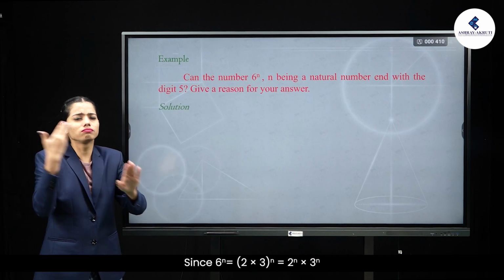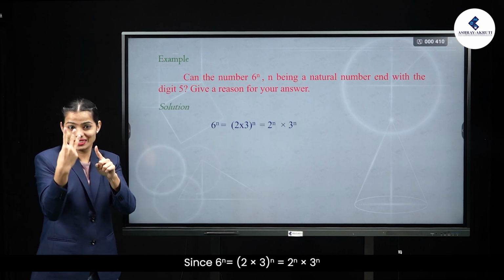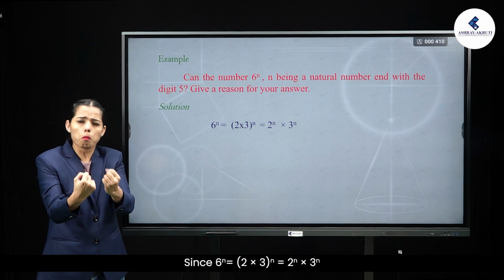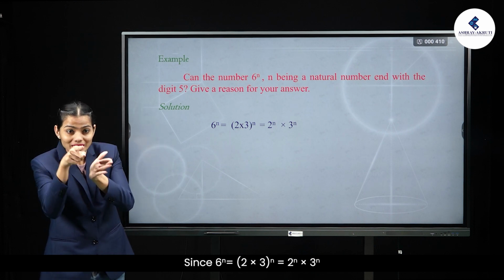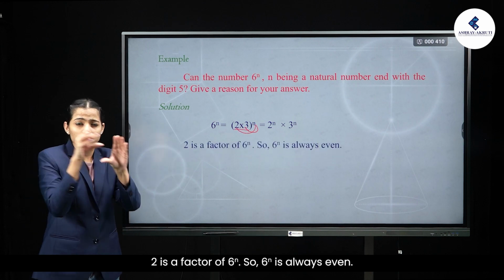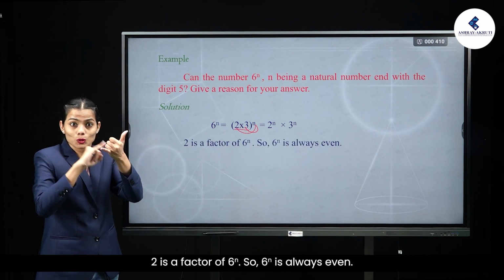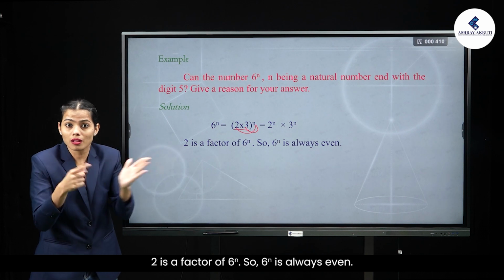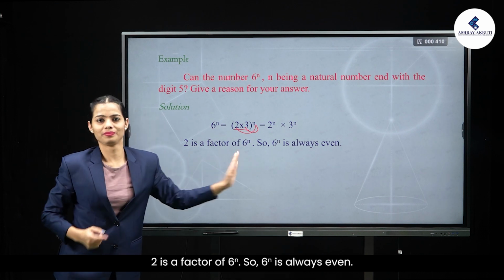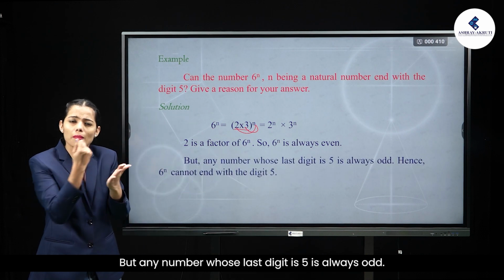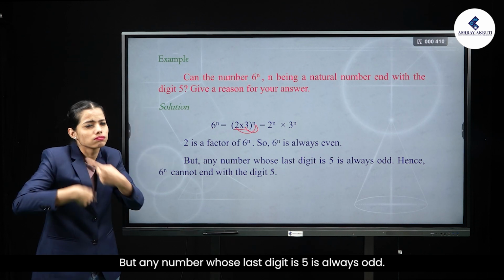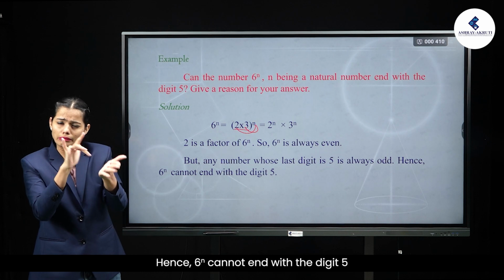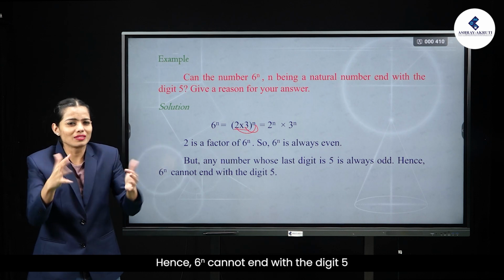Solution: since 6 power n is equal to (2 into 3) whole power n, which is 2 power n into 3 power n, 2 is a factor of 6 power n. So, 6 power n is always even. But any number whose last digit is 5 is always odd. Hence, 6 power n cannot end with the digit 5.